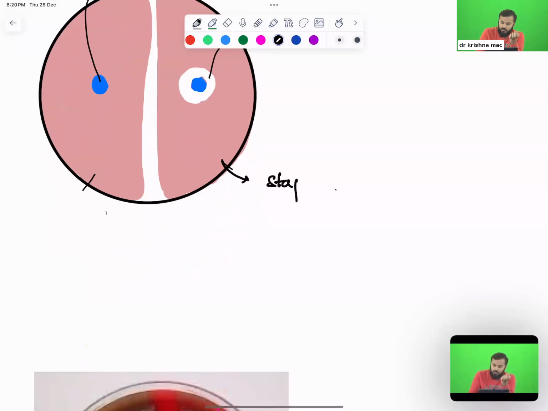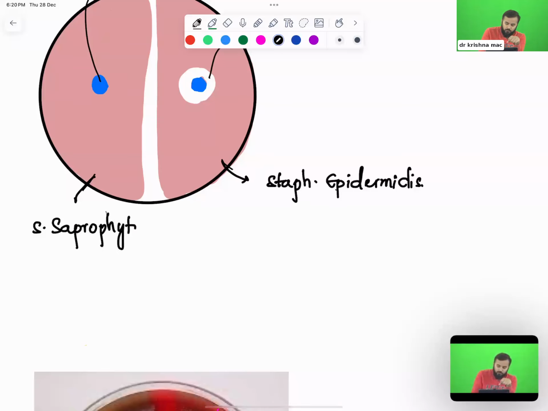This is called Staphylococcus epidermidis. Just for an example, I'm telling. Staphylococcus epidermidis is the bacteria which is present on your epidermis. On the right hand side, I have added another bacteria called Staphylococcus saprophyticus. Just roughly I'm telling you two examples. One side I have coated this bacteria, and on the other side I have coated another bacteria called Staphylococcus saprophyticus.